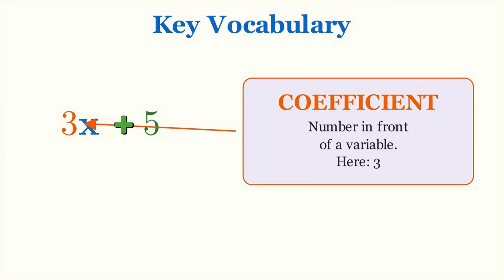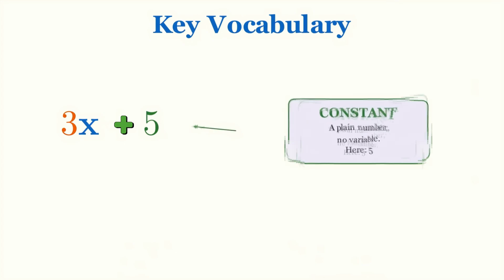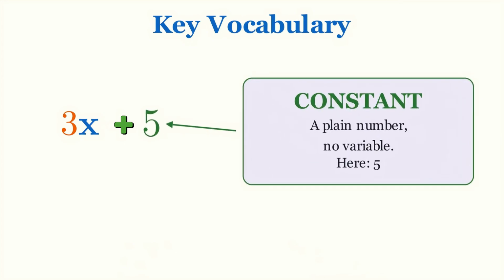Here it's 3, and here's the one that catches everyone. If there's no number in front, the coefficient is 1. Just x means 1x. Always. A constant is a plain number with no letter. Here it's 5. 5 is always 5. 5 never changes. 5 is reliable.